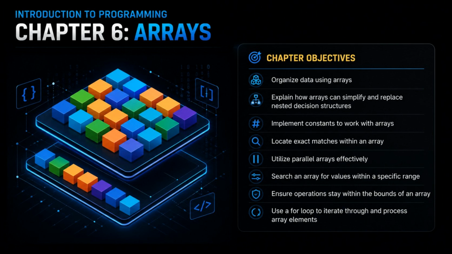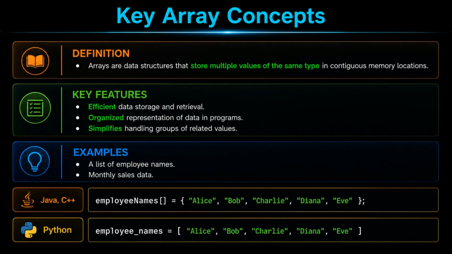Welcome to Chapter 6, Arrays. By the end of this chapter, you'll organize data using arrays, explain how arrays simplify and replace nested decision structures, implement constants to work with arrays, locate exact matches within an array, use parallel arrays effectively, search an array for values within a range, ensure operations stay within an array's bounds, and use a for loop to iterate through and process array elements.